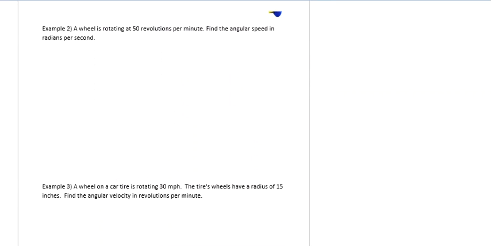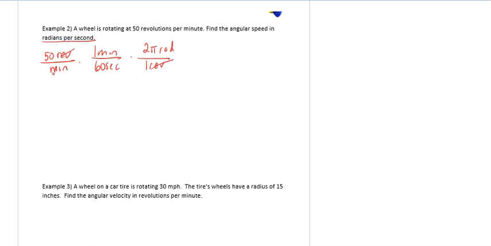A wheel is rotated at 50 revolutions per minute. Find the angular speed in radians per second. Take a moment, pause the video, and try this problem. Okay, did you try it? All right, so we're doing 50 revolutions per minute. Find the angular speed in radians per second. So my goal is to have radians on the top and seconds on the bottom. I'm going to do the seconds first. 1 minute is 60 seconds. And then 1 revolution is 2 pi radians.